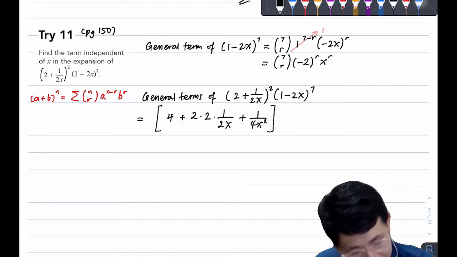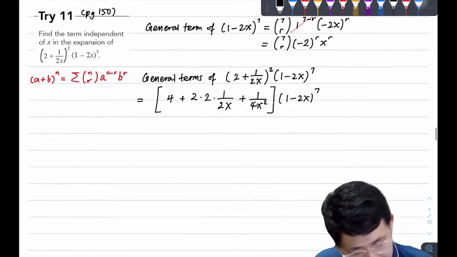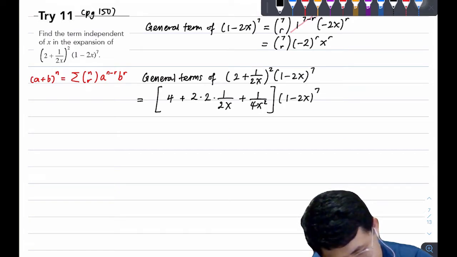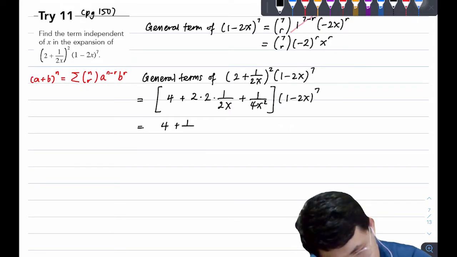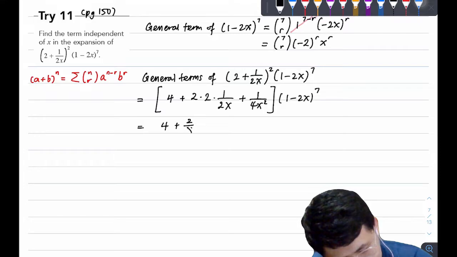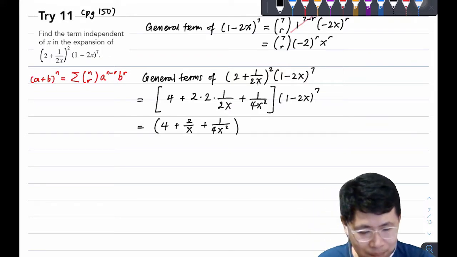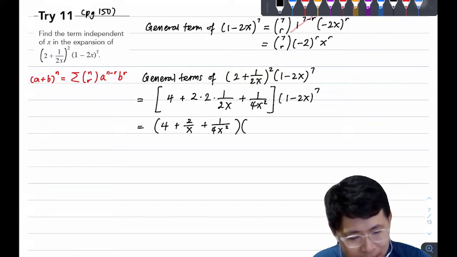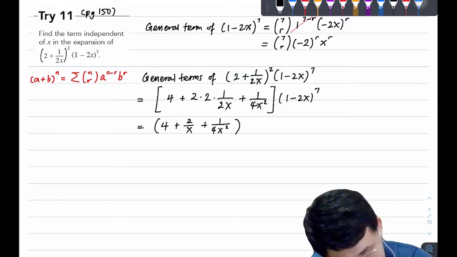Okay? Then I need to multiply with (1 − 2x)^7. Let me simplify this and see that this one is very nicely 4 plus 2 over x plus 1 over 4x². So this is the first bracket. And the second bracket I'm going to replace with this.